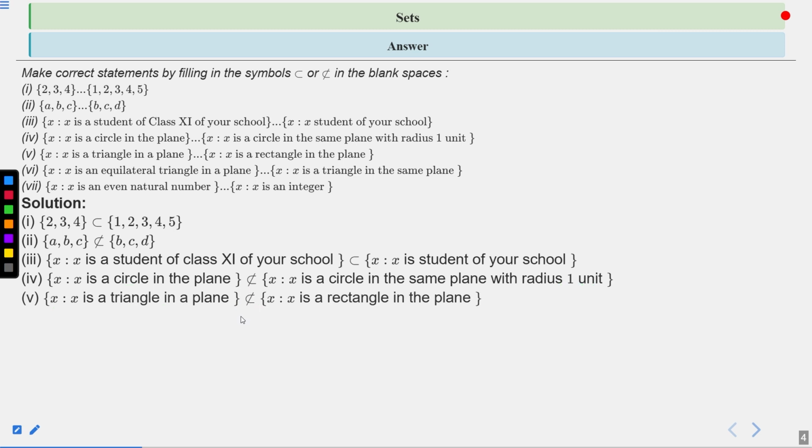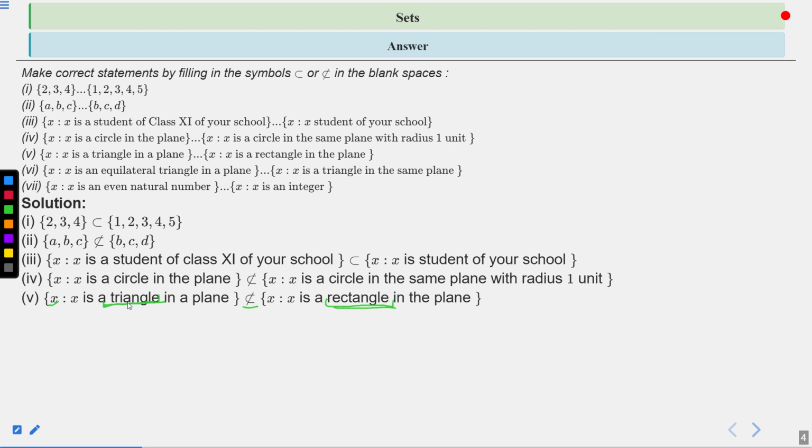Now for fifth, the collection of X such that X is a triangle is not a subset of the collection of all X such that X is a rectangle in a plane. Why? Very simple, straightforward. Here we are collecting triangles, while here we are collecting rectangles.